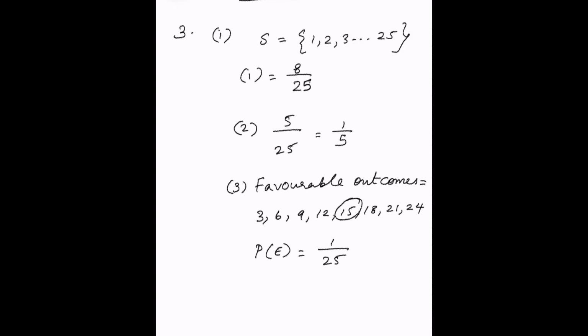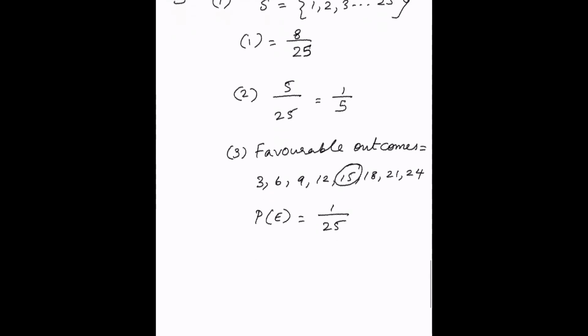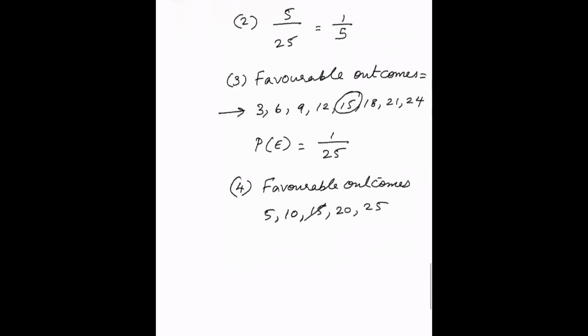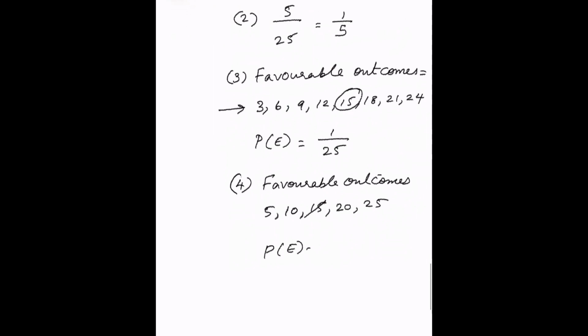Next is multiple of 3 or 5. Or means you have to list out all the multiples of 3, which I have already listed, and here all the multiples of 5: 5, 10, 15, 20, and 25. Of that, 15 you can cut off because I don't want to repeat. So the probability would be 1, 2, 3, 4, 5, 6, 7, 8, 9, 10, 11, 12. Yes, 12 by 25 is the answer.